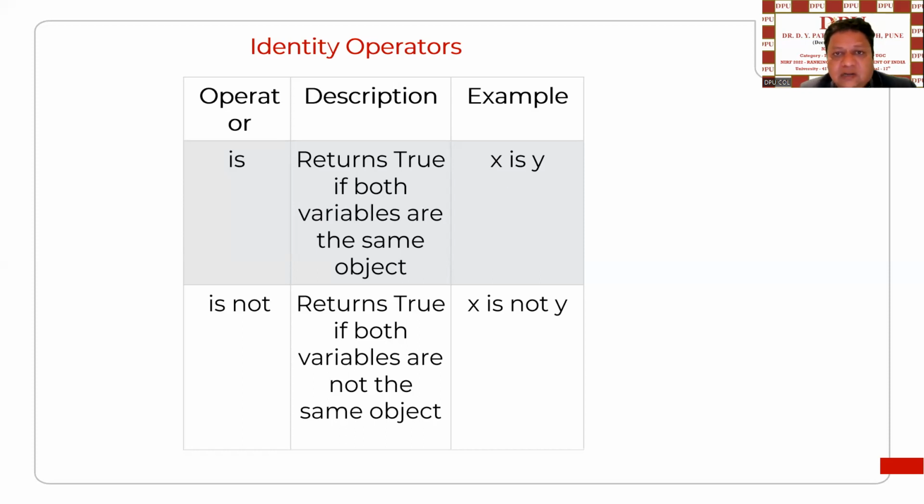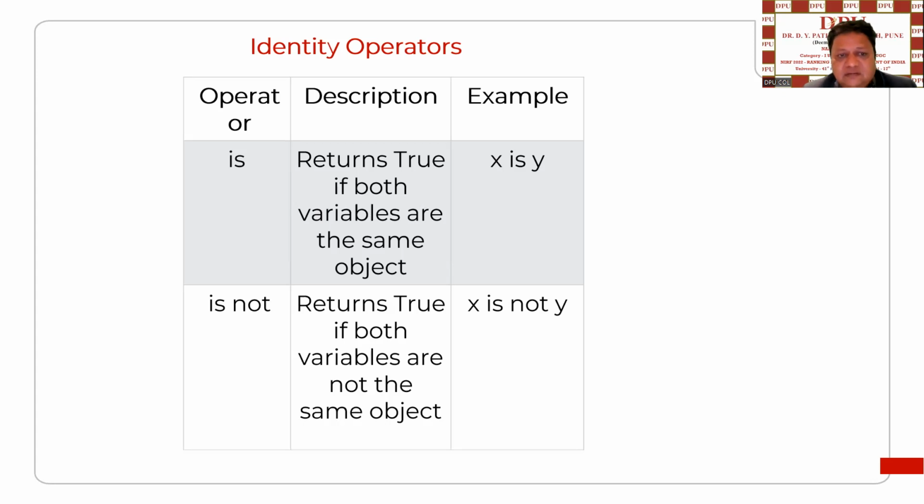Two variables are totally different. They are stored in two different locations in the memory stack. Then definitely if I use x is y, I will get false, because x and y are two different variables. They are pointing to two different memory locations. So that is the use of is.